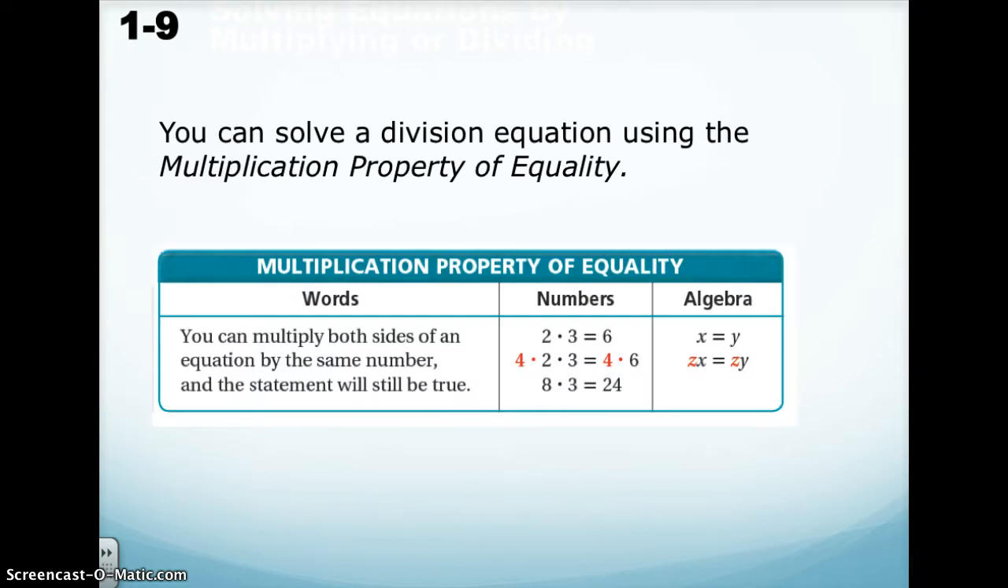We have a property for when we're working with division. You can solve a division equation using the multiplication property of equality. You can multiply both sides of an equation by the same number and the statement will still be true. In our number example, we have 2 times 3 equals 6. Let's say we multiply both sides by 4. Yes, the numbers have changed, but it's still equal on both sides.